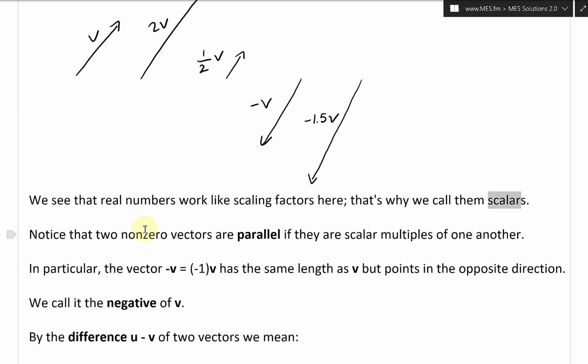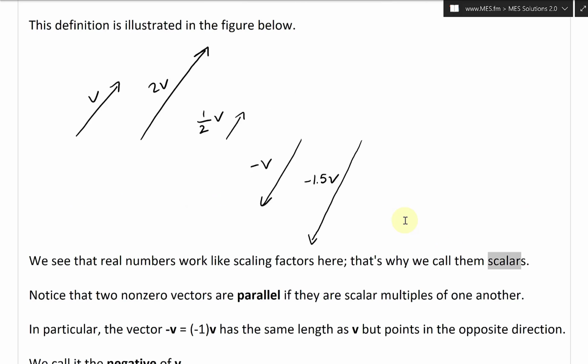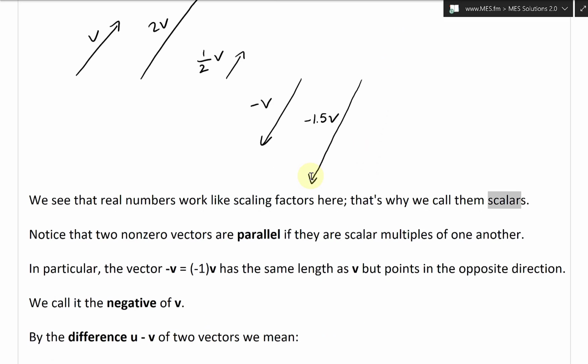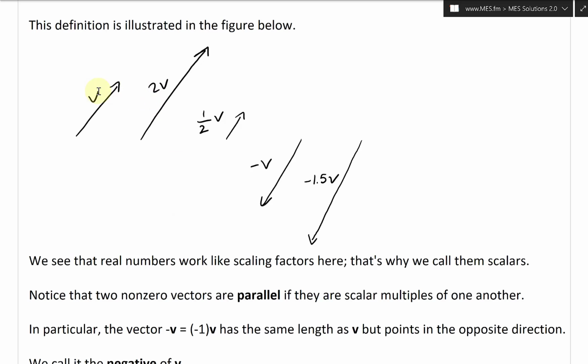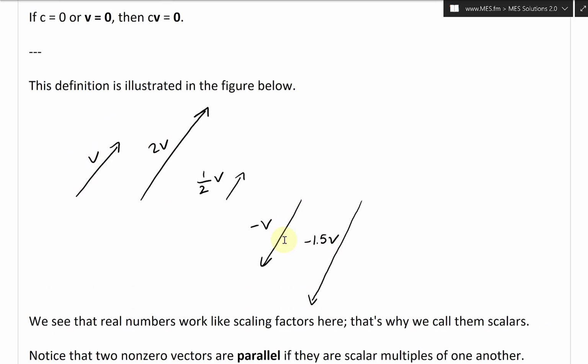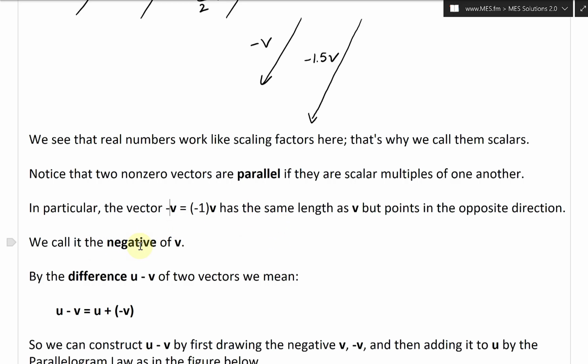Now notice that two non-zero vectors are parallel if they are scalar multiples of one another. For example, all of these are parallel because they're all going in the same parallel direction, either forward or backward. In particular, the vector negative v, which is equal to negative 1 times v, has the same length as v, but points in the opposite direction. So notice here, these are parallel. This v goes up, this one goes backwards. It's the same length though, so we call it the negative of v.